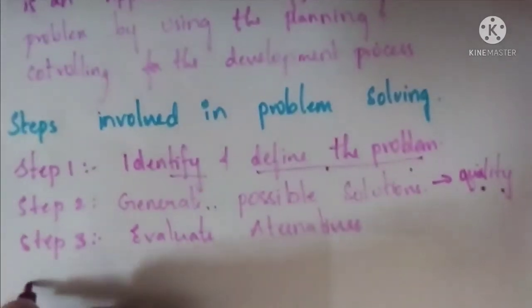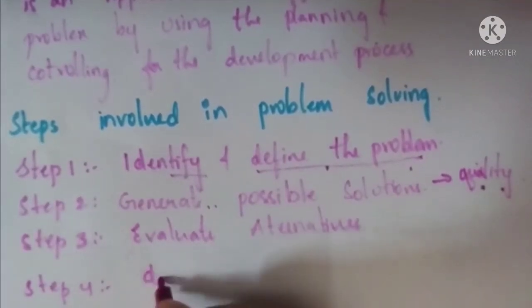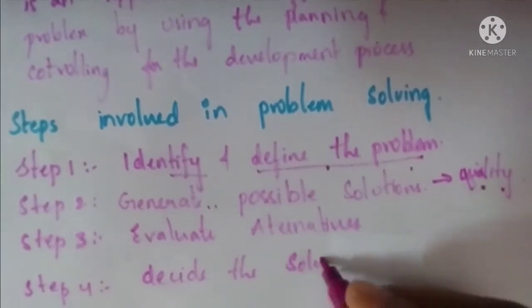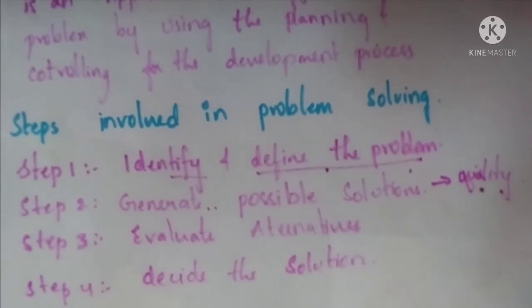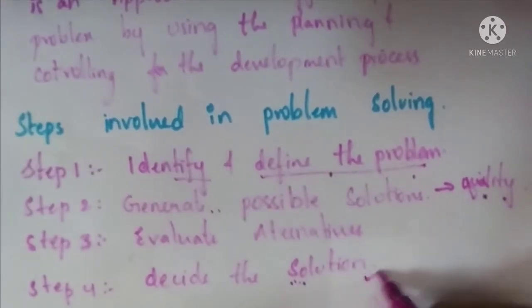Coming to step 4. Step 4 is deciding the solution for the problem. Deciding on the solution means specifying what actions are going to be taken and what solutions we are going to implement. Those will be seen in the decide-the-solution phase.